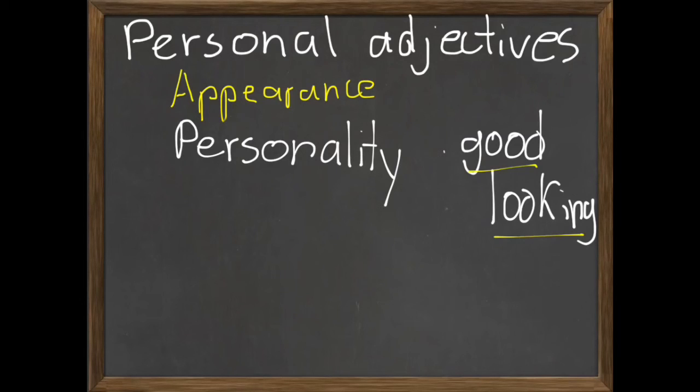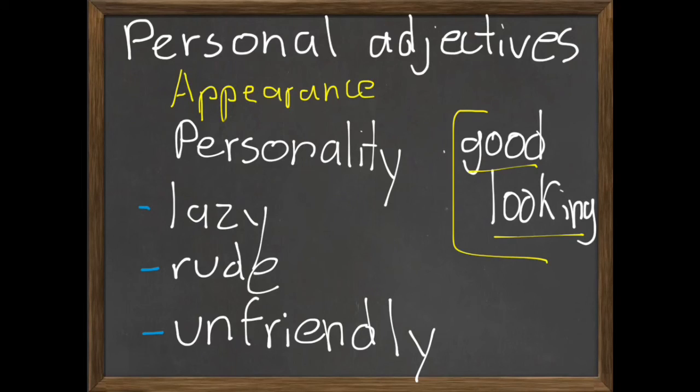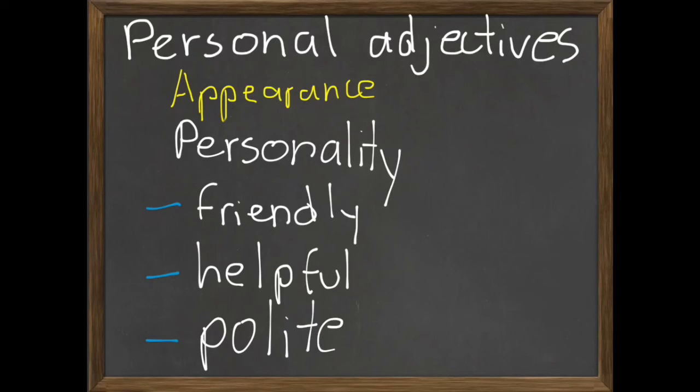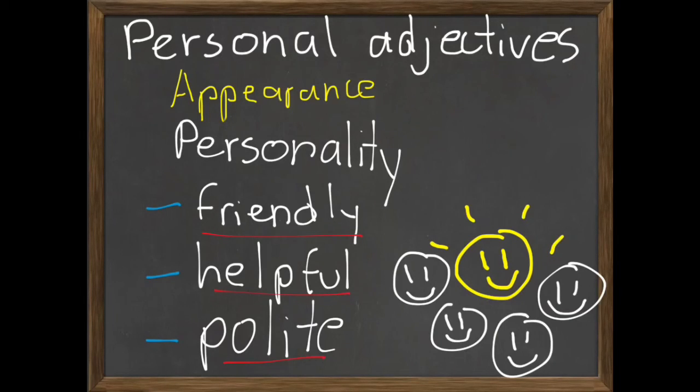personality. That's what matters most. For example, a person can be good looking, but they can be lazy, rude, or unfriendly, which is not a good personality. But if you're friendly, helpful, and polite, other people will see that. You will show you have a good personality and make many friends.